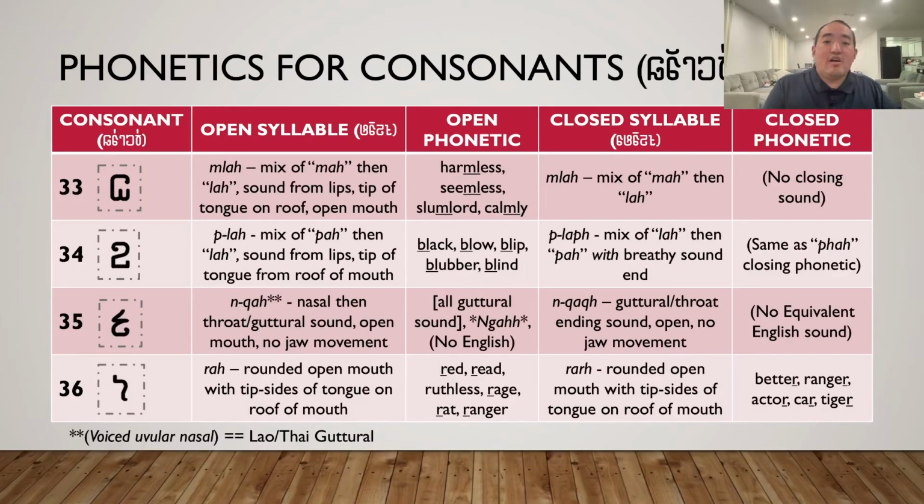Now we are on our last set of the consonants, number 33. Number 33, the consonant is pronounced mla, mlam.